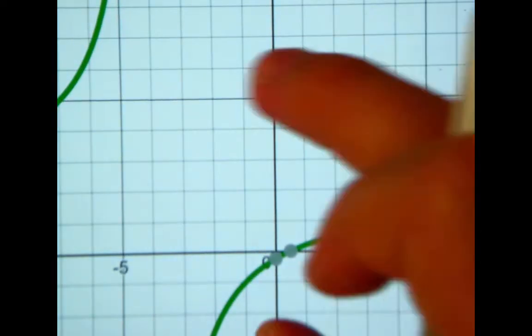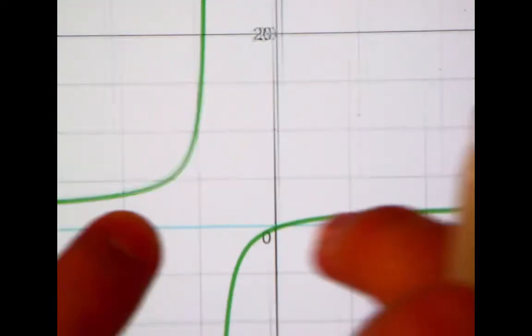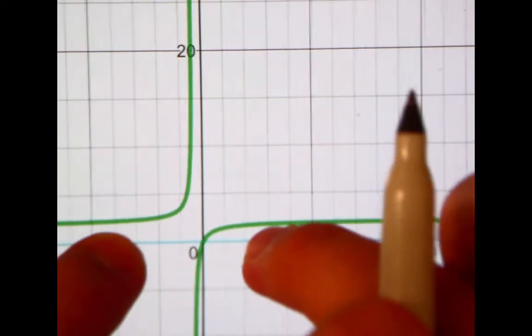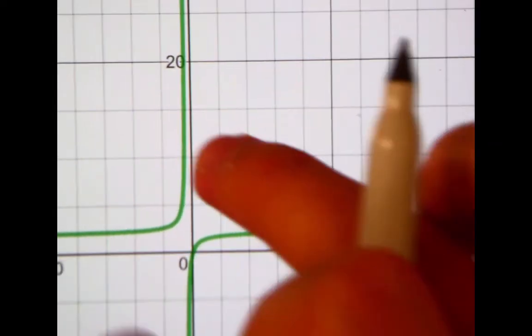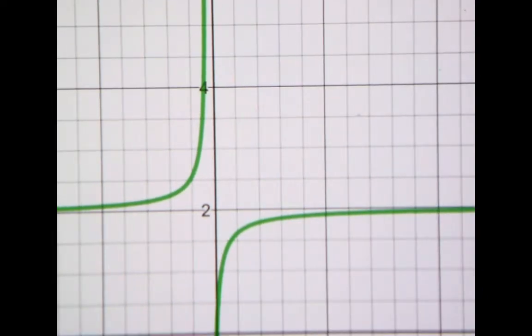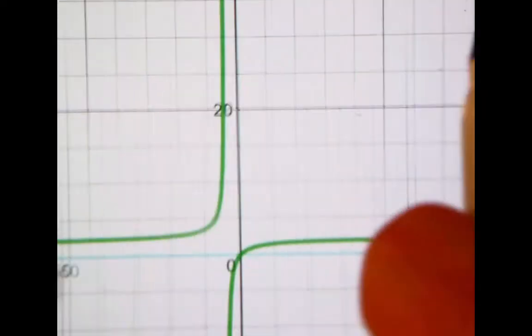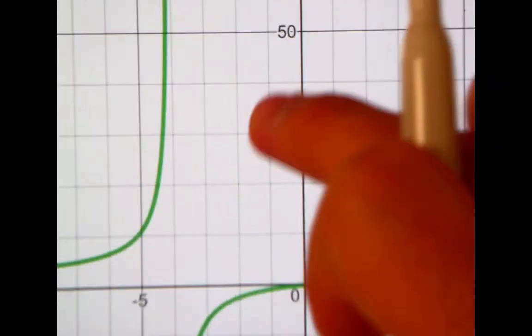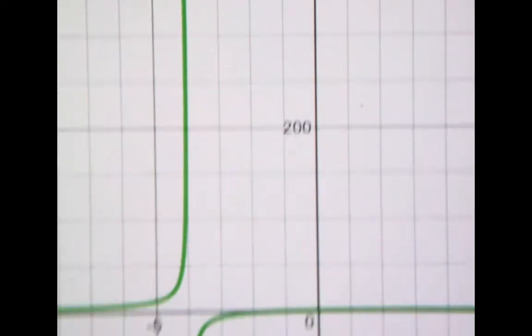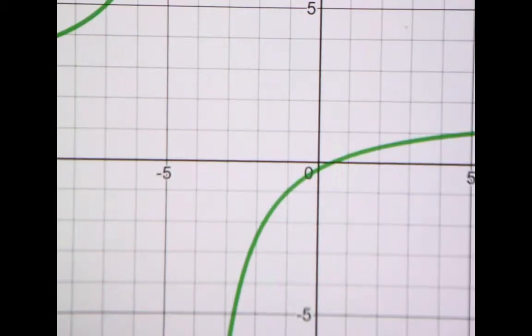And when I look at my graph, zoom out a little bit, I can see that horizontal asymptote is at 2. So you can see there the horizontal asymptote is at 2. I can also figure out my vertical asymptote is at -4. So we can verify that. So let's return home now, and this is what it sort of looks like.